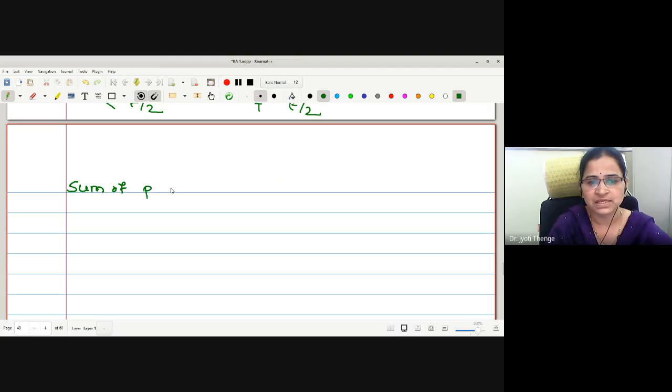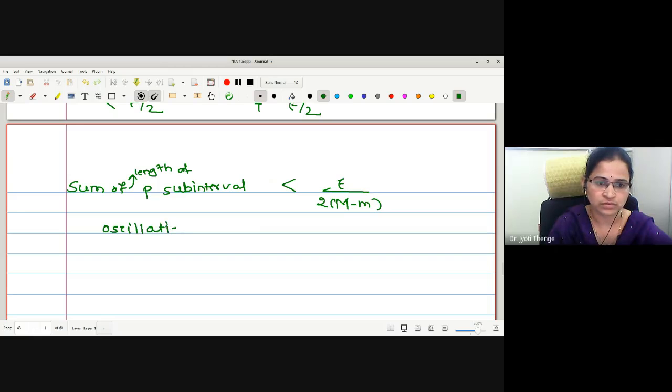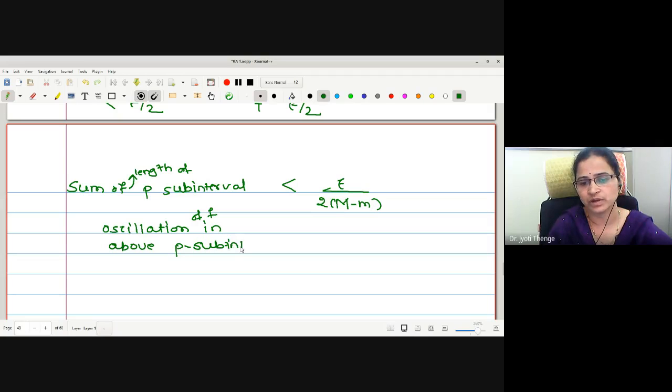Therefore for the first one, we will make the sum of length of p subintervals less than epsilon upon 2 times M minus m, as selected in the previous theorem. And what about the oscillation? Oscillations of f in the above p subintervals can be made less than M minus m, right?